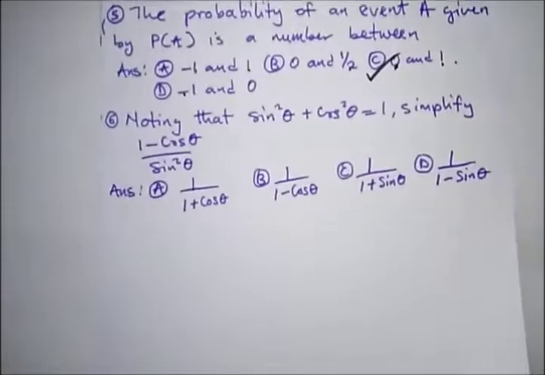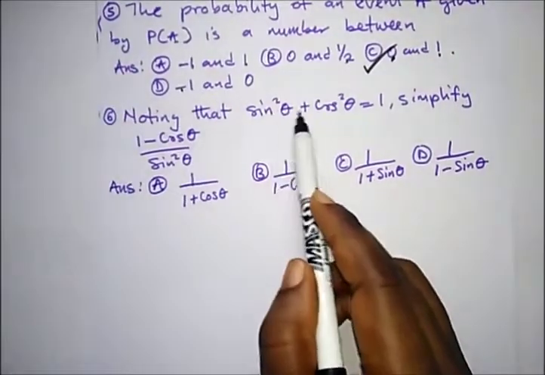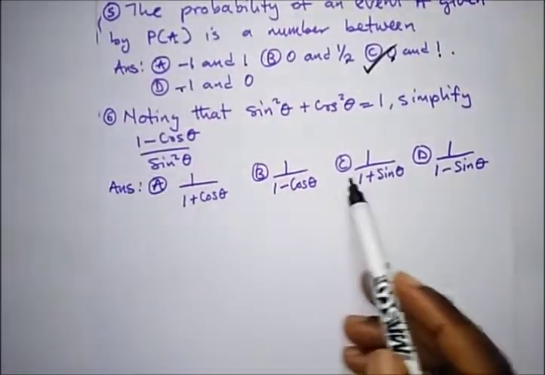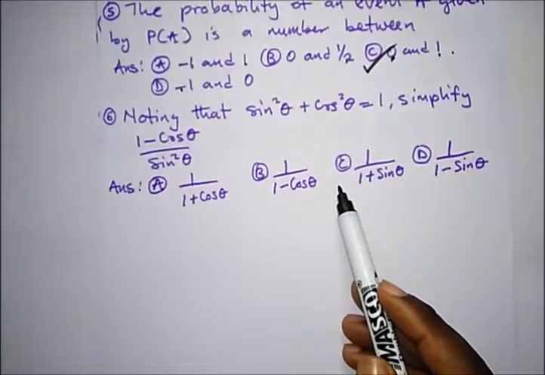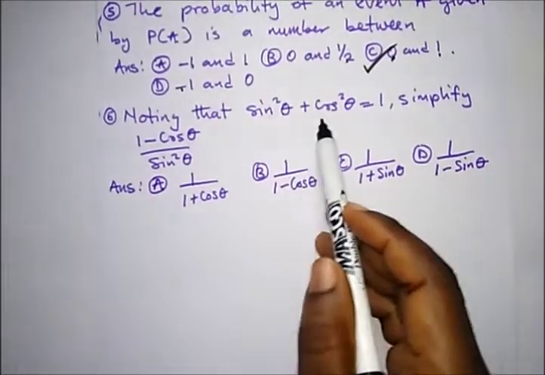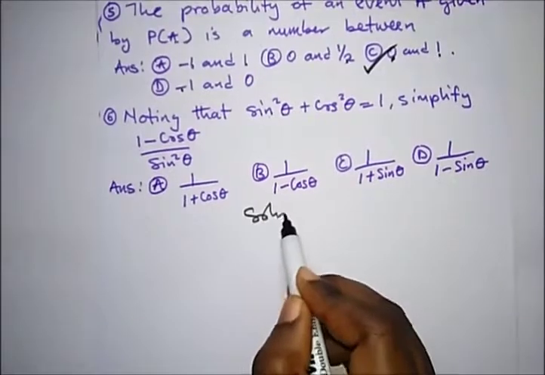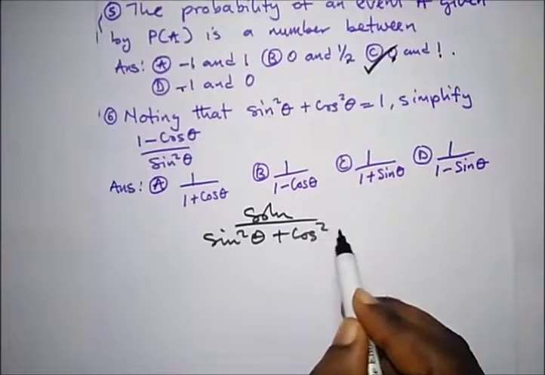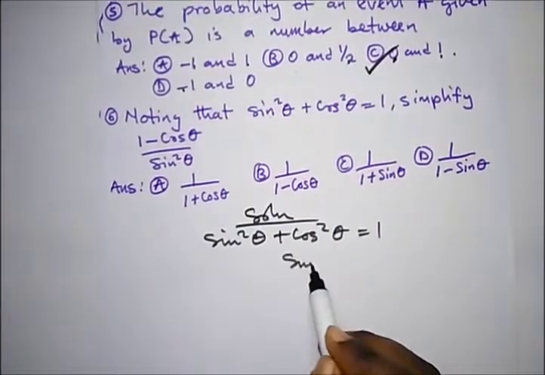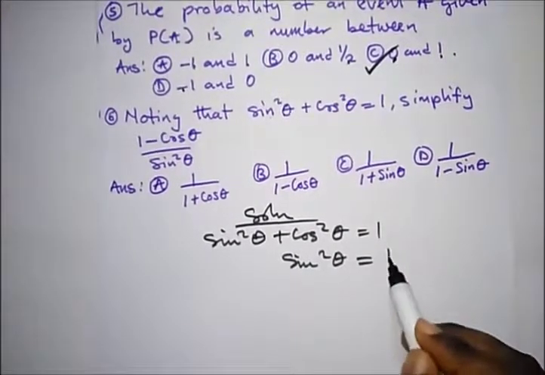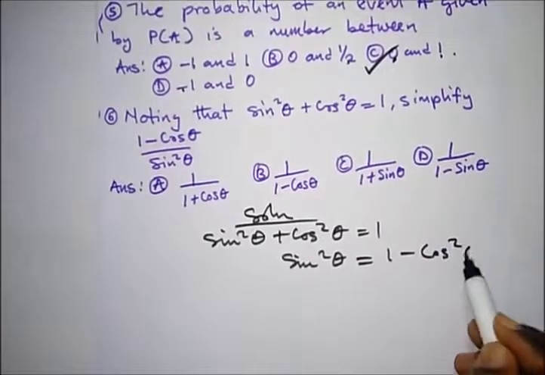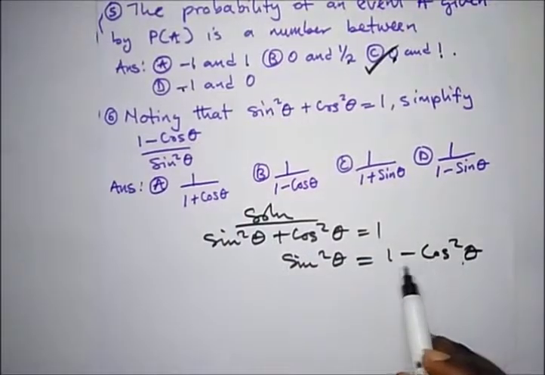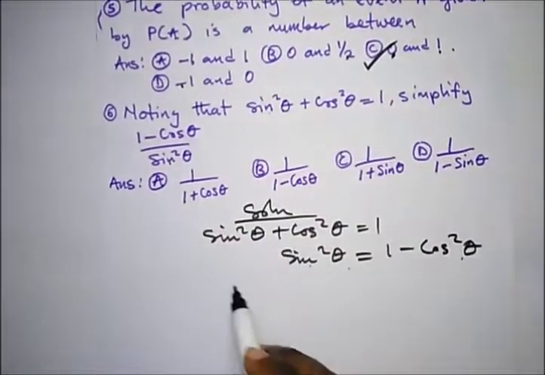Now number 6 says, noting that sine squared theta plus cos squared theta is equal to 1, simplify this. So all we need to do is just put in our sine squared theta. Let me write this here. Since we know sine squared theta plus cos squared theta is equal to 1, it means sine squared theta is equal to 1 minus cos squared theta. So just put the value of sine squared theta here.